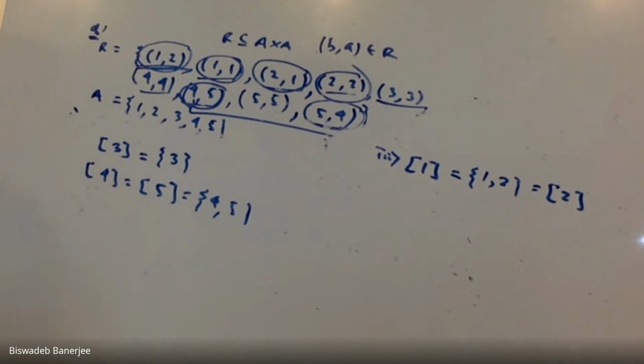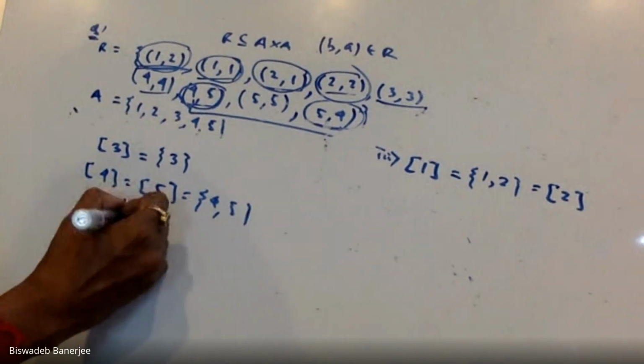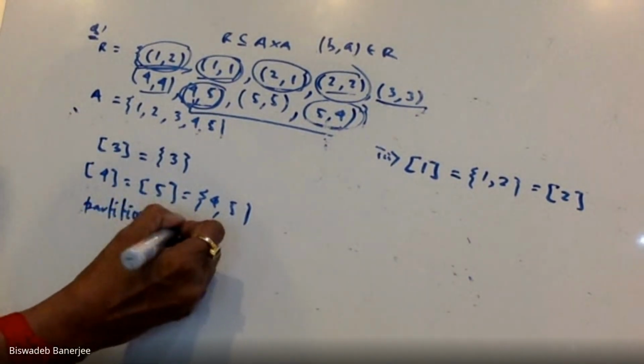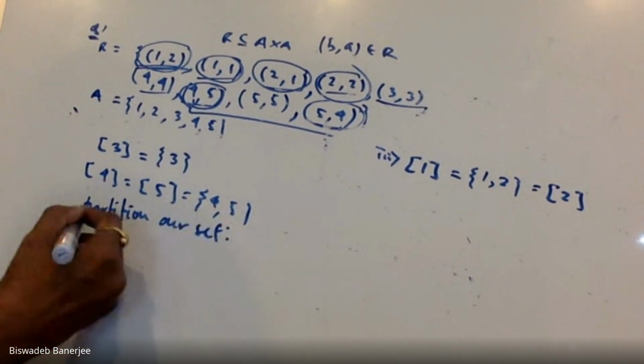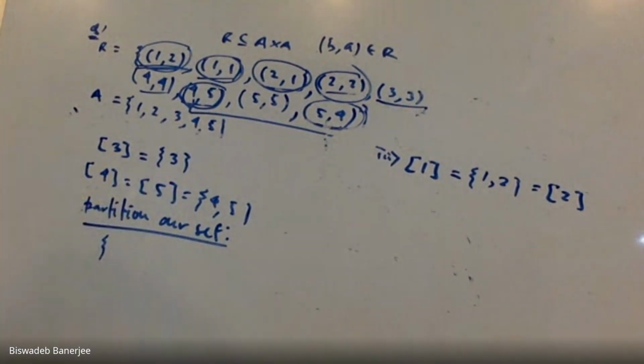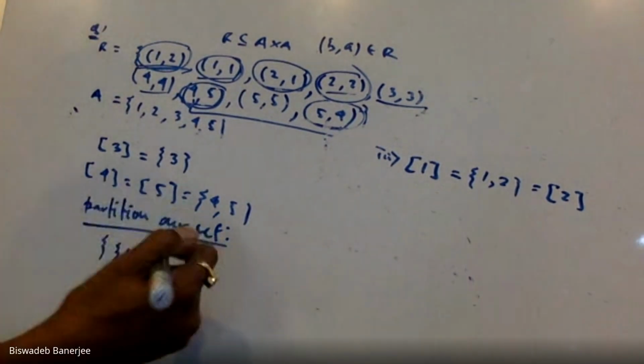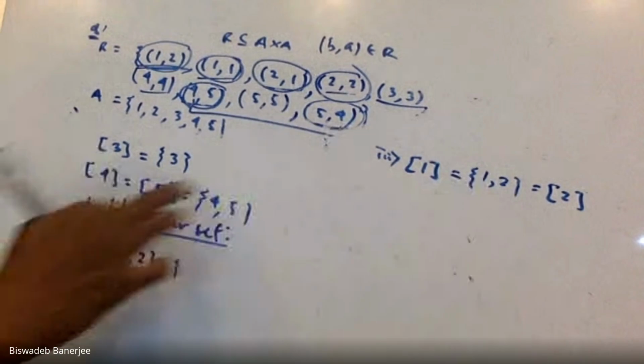Done. And on the basis of this, we can partition our set. If we partition our set, we have the elements like {1, 2}, then {1, 2}, then {3}.